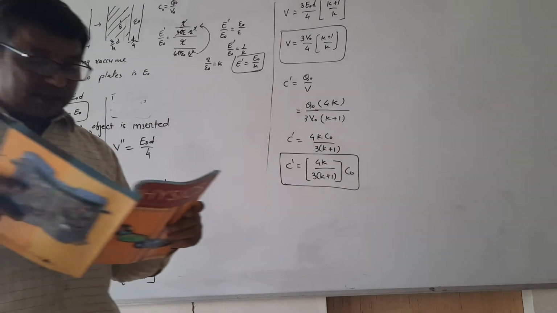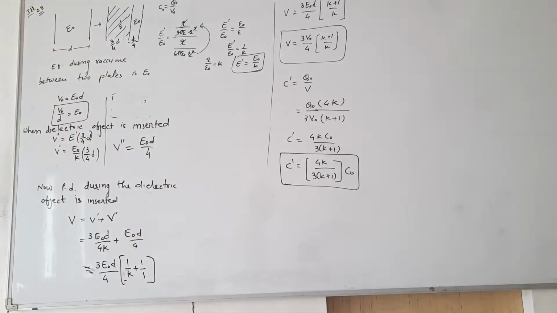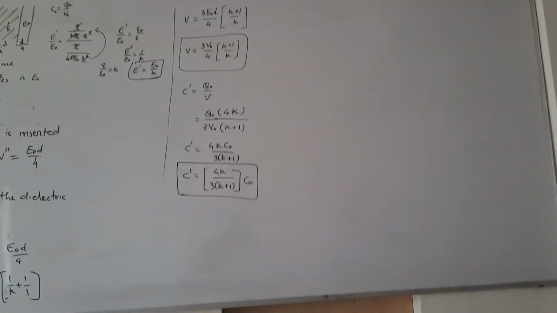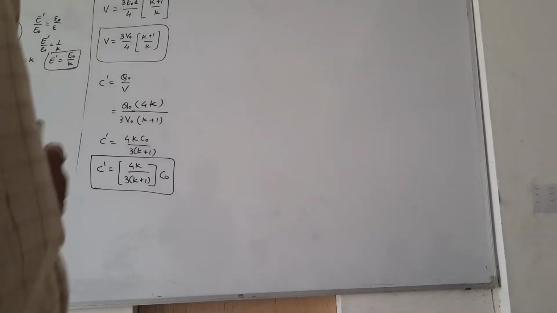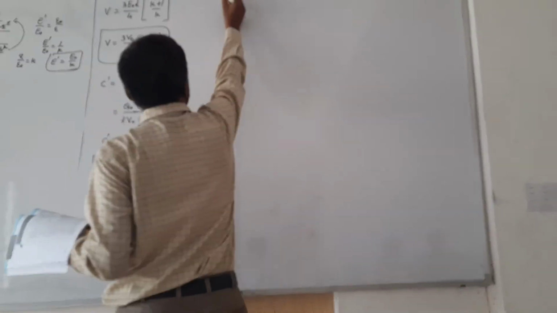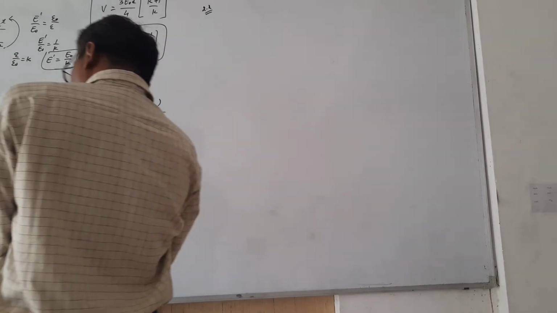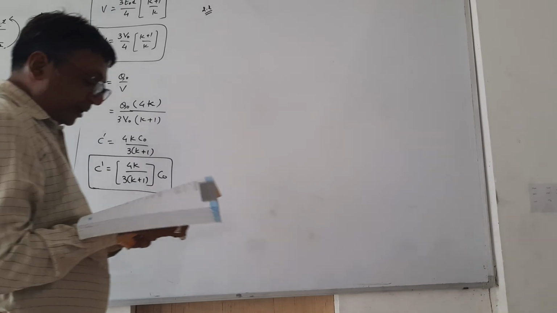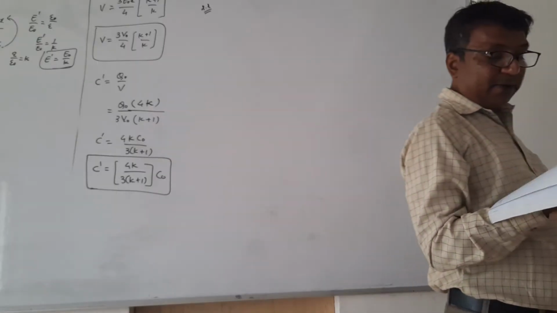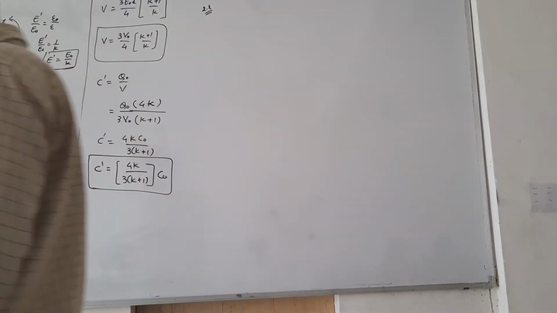I think the first one is given. Okay, so exercise 2.2. You are given that a regular hexagon of 10 centimeter has a charge of 5 microcoulomb at each vertex. Calculate the potential at the center of the hexagon.